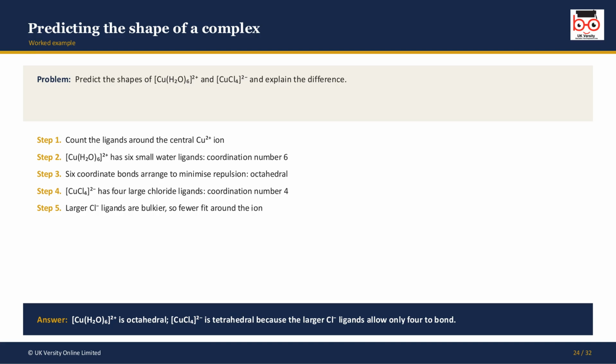For the hexaaqua copper(II) ion, we count 6 small water ligands around the copper, so coordination number 6, and 6 bonds arrange themselves to minimize repulsion into an octahedral shape. For the tetrachlorocuprate ion, there are 4 chloride ligands, so coordination number 4. The chloride ions are much larger and bulkier than water, so fewer of them can fit around the central ion. That's why this one is tetrahedral. The larger chloride ligands allow only 4 to bond.